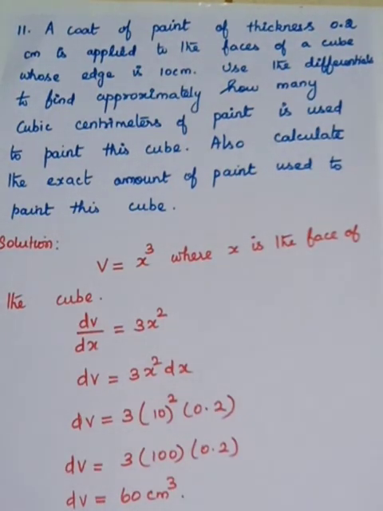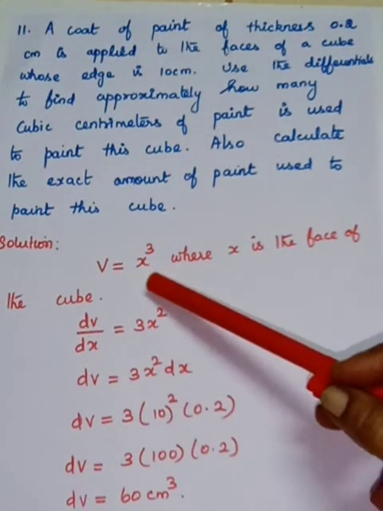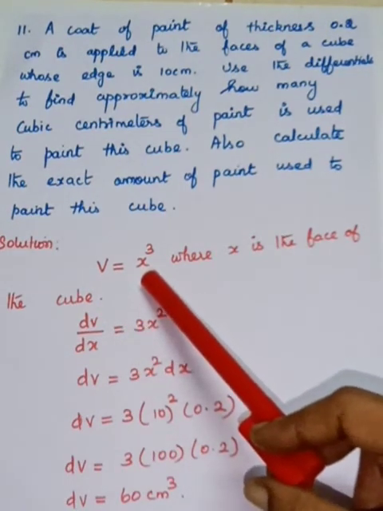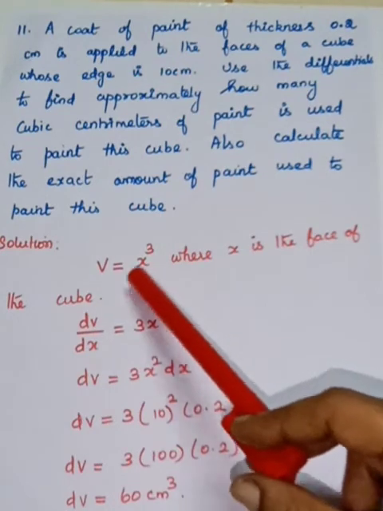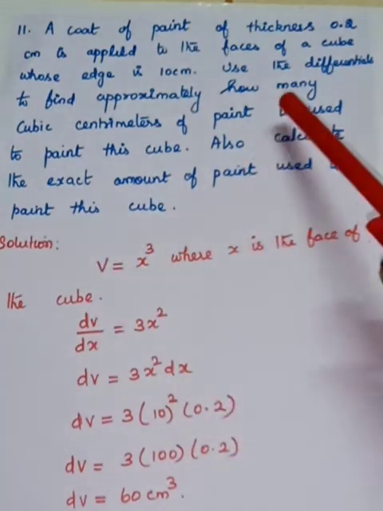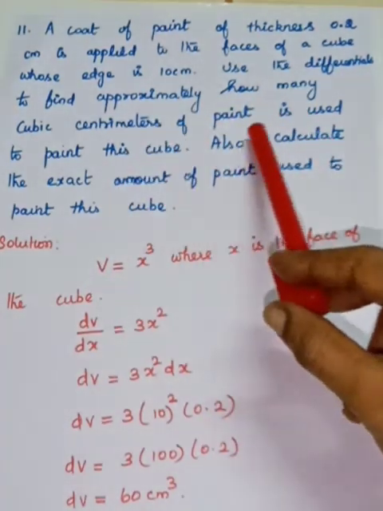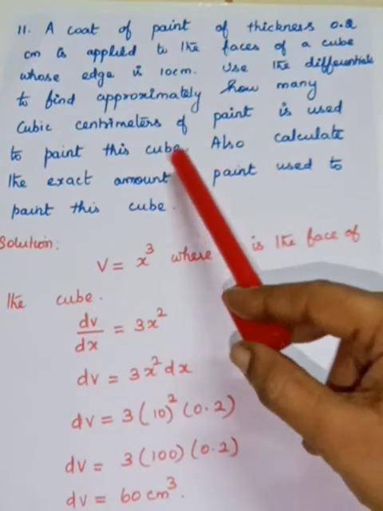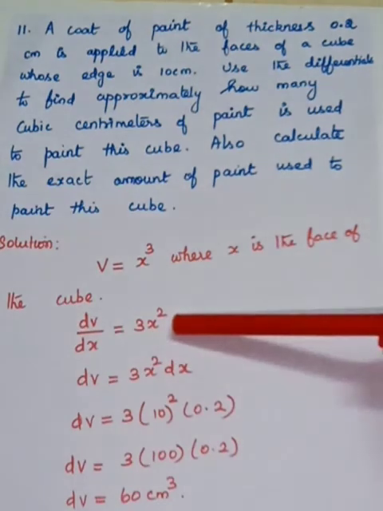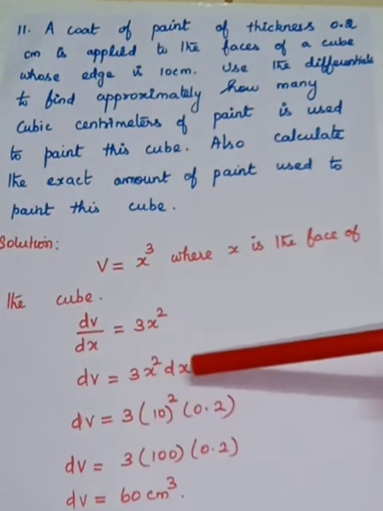Okay, so here what is asked is the approximated change in the volume. So we'll take V is equal to x cube, where x is the edge of the cube, and V is the volume of the cube. So how many cubic centimeters of paint is used to paint this cube? We have to find dV by dx, which is equal to 3x squared. So dV is equal to 3x squared into dx.